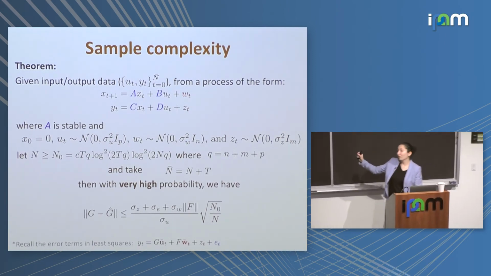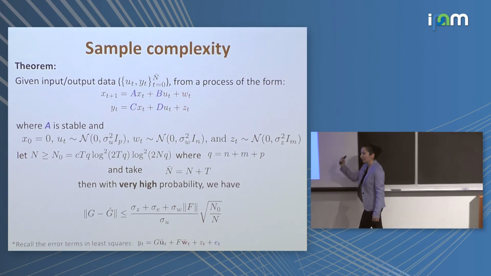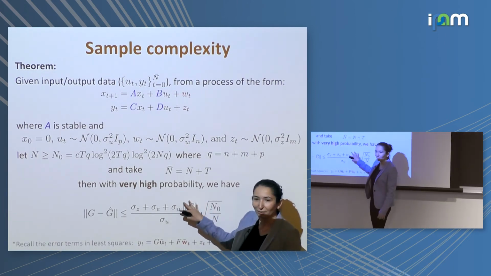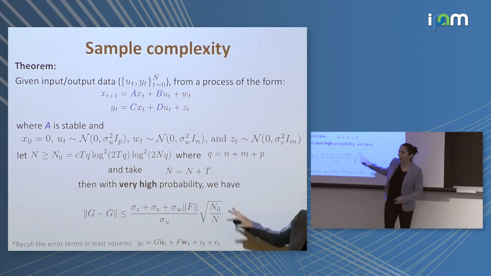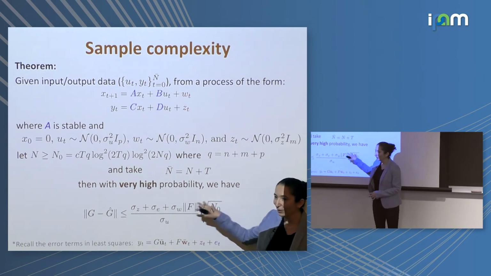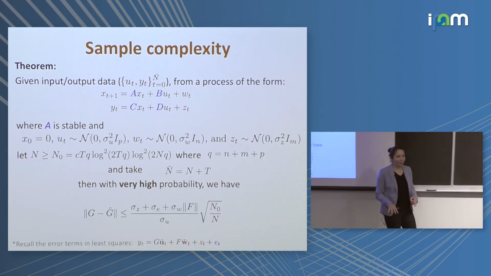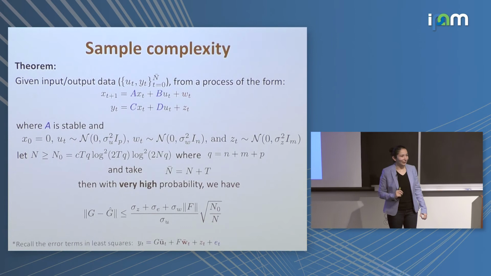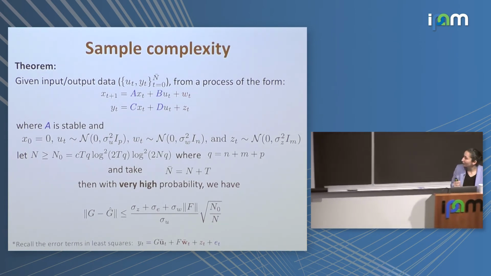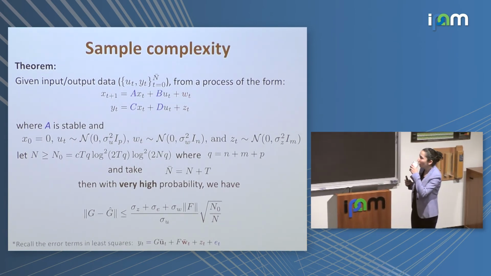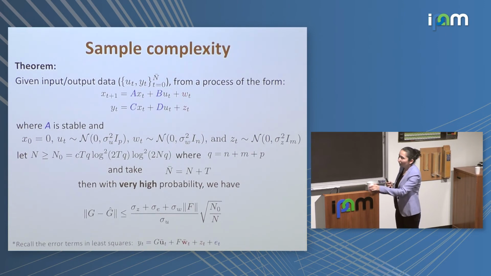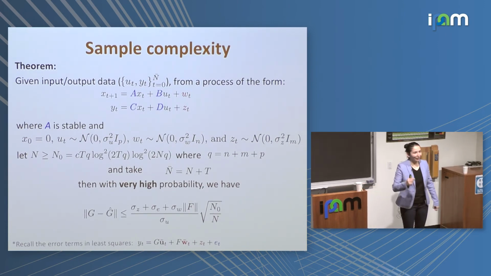There's a more refined version of this result in the paper where observability and controllability gramians pop up over here of the original system, but this is a simplified version. So n appears on both sides. n will equal something, and should be larger than its log.